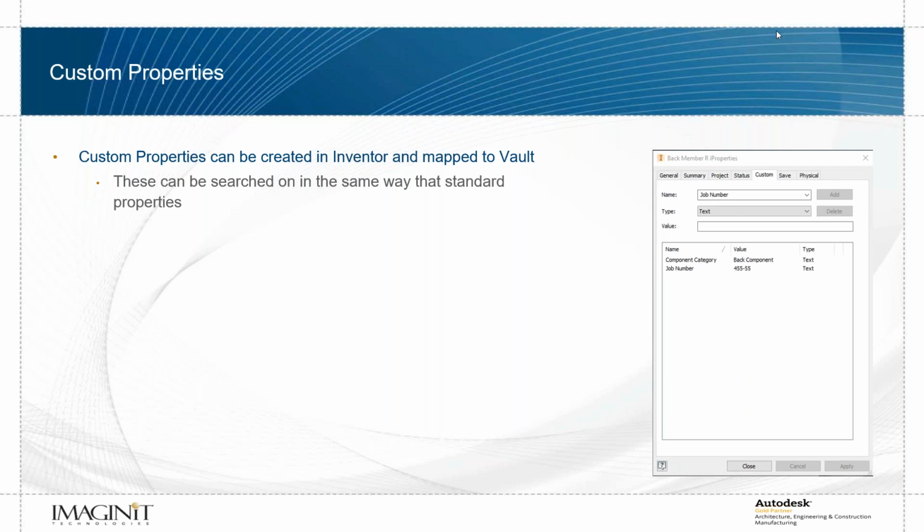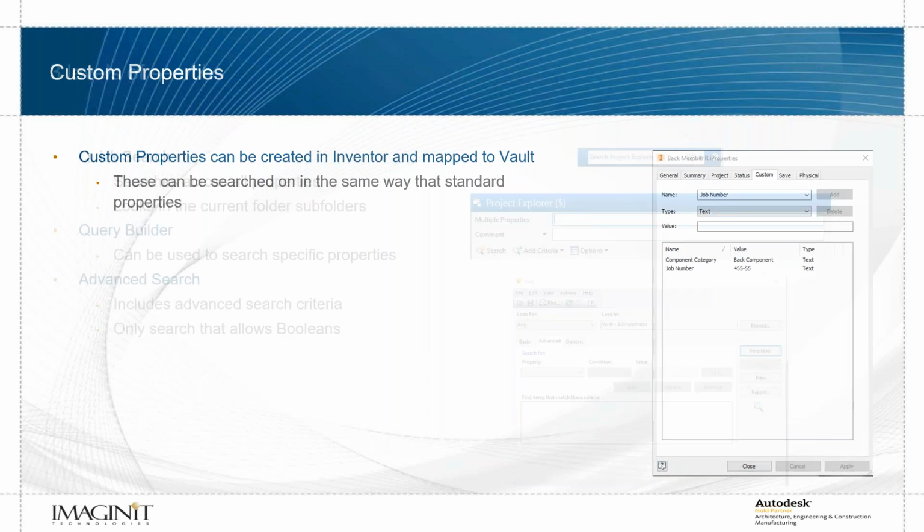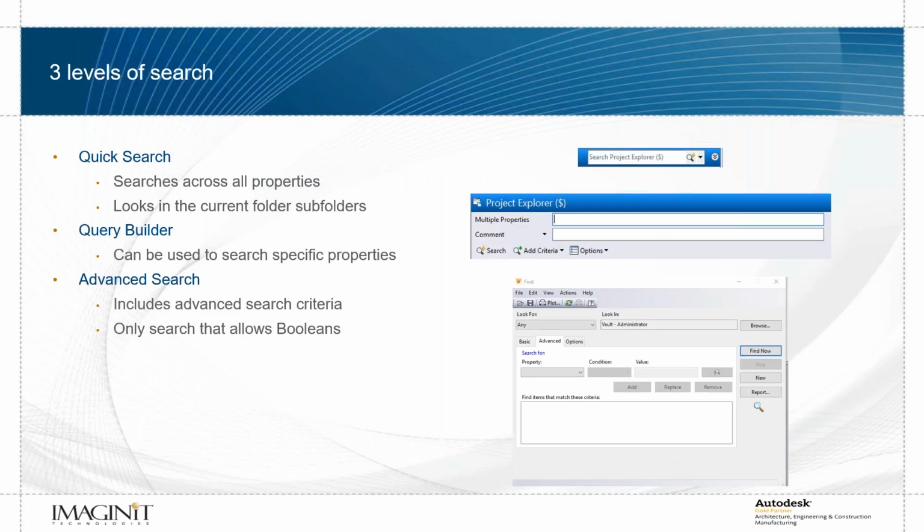Okay, so if you've set all of this up and we've got information to search on, the next big thing is actually going into Vault and searching. And there are 3 different levels of search. I'm going to point these out and spend a little bit of time going through what each one of them does and how it works within here.